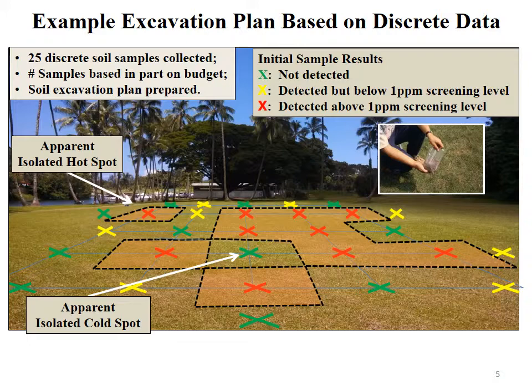But in this case, we've laid out our 25 grid points to collect discrete samples, and you can see here the X's that are red identify areas that are above our hypothetical screening level of 1 ppm. Yellow means the contaminant was detected, but below that concentration, green, it wasn't detected. You see a very common pattern of apparent contaminant distribution when using discrete samples. You have a core area of contamination and these isolated apparent hot spots around it, where maybe you think contaminant was spilled outside of the main area where it was being used. And you see these odd apparent cold spots within contaminated areas.